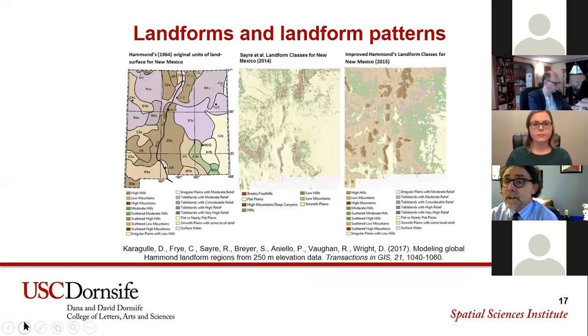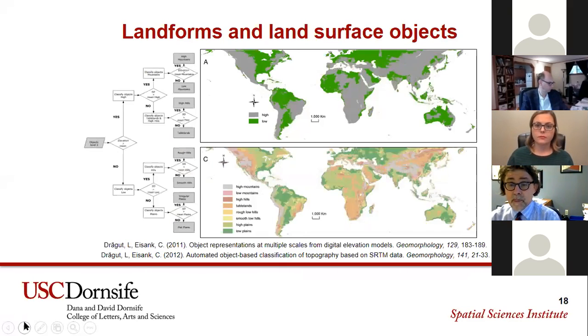And on the right, using similar tools and similar data, is an attempt to recreate Hammond's landform classes for a part of New Mexico. You get better granularity, you get probably better precision as a consequence, and you possibly have a way to measure the confidence you would have in your predictions. Next.